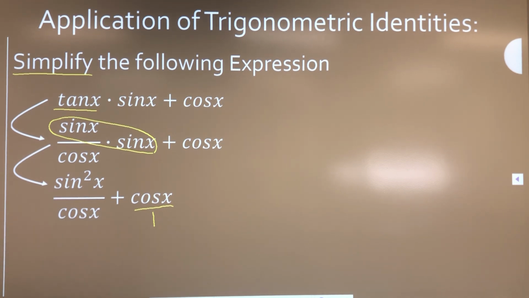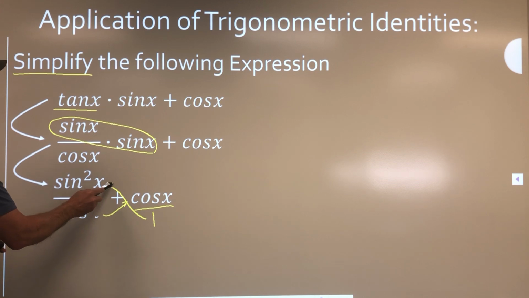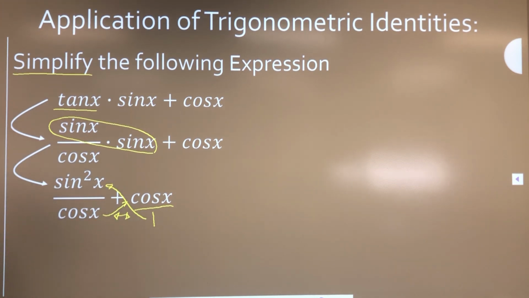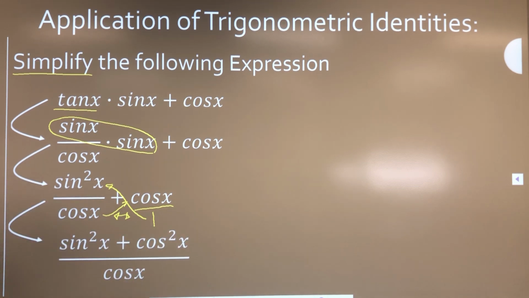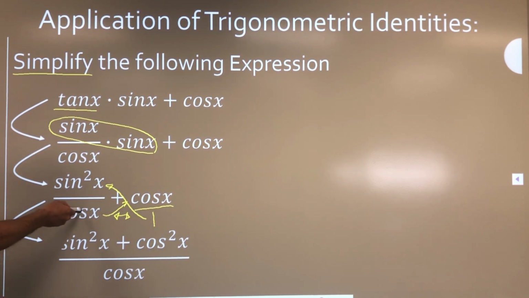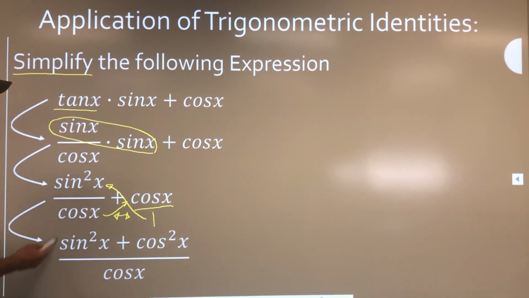And remember how I've always done this? Common denominator has to be cosine. So I can multiply that up right there. I can multiply that up right there. Multiply those together, just like I always show that. If I do that, I'm going to get that. Sine squared times 1 is sine squared. Cosine times cosine, cosine squared. Cosine times 1, cosine. So there's my common denominator.